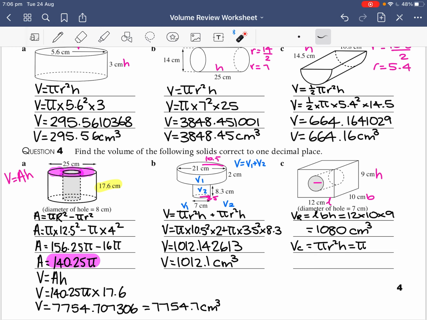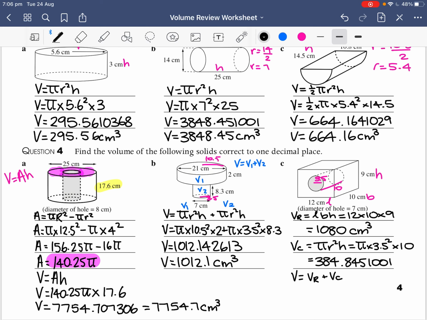And then the volume of our cylinder is pi r squared h. It says the diameter of the hole is 7. So that means that the radius is 3.5 and the length going back is 10. So it will be pi times 3.5 squared times 10. So pi times 3.5 squared times 10 is equal to 384.8451. And now we need to add them together.